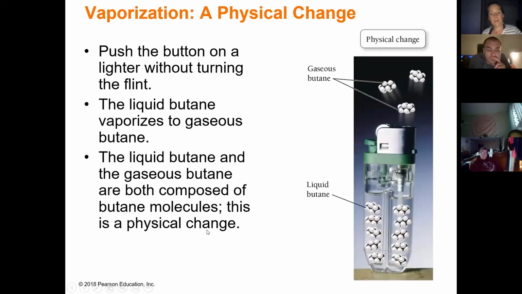Okay, I feel like we're beating a dead horse with these things. Let's say we have a butane lighter. If you've ever messed around with a butane lighter and you just push down on the plunger, but you don't actually strike it, sometimes you can smell the gas coming out. That would be a physical change. We're vaporizing the liquid. So we're taking the liquid and turning it into a gas, but it's still butane. So it hasn't changed what it is.